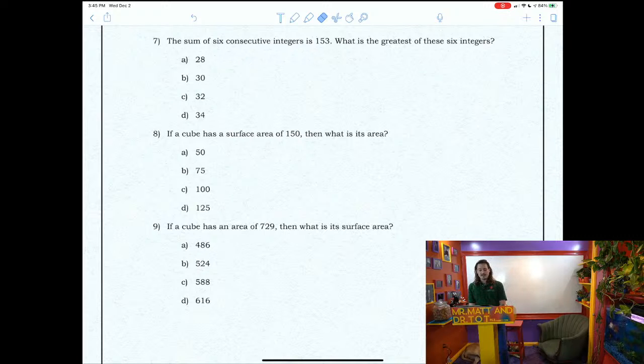So question number 7 asks, the sum of 6 consecutive integers is 153. What is the greatest of these 6 integers? 8 asks, if a cube has a surface area of 150, then what is its area? Excuse me, that should say volume. That's a typo, I'm sorry. What is its volume? I do apologize. So if a cube has a surface area of 150, then what is its volume? And then number 9, conversely, if a cube has a volume of 729, what is its surface area?